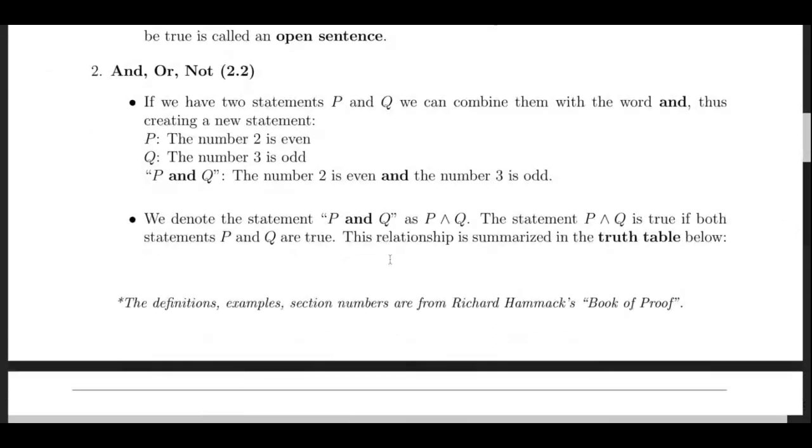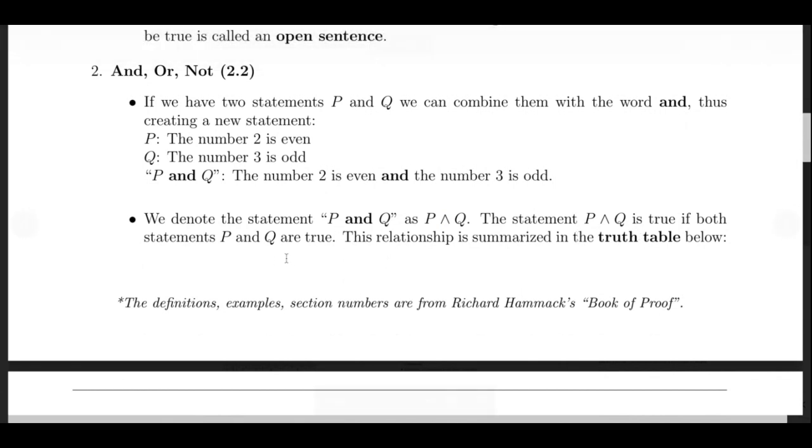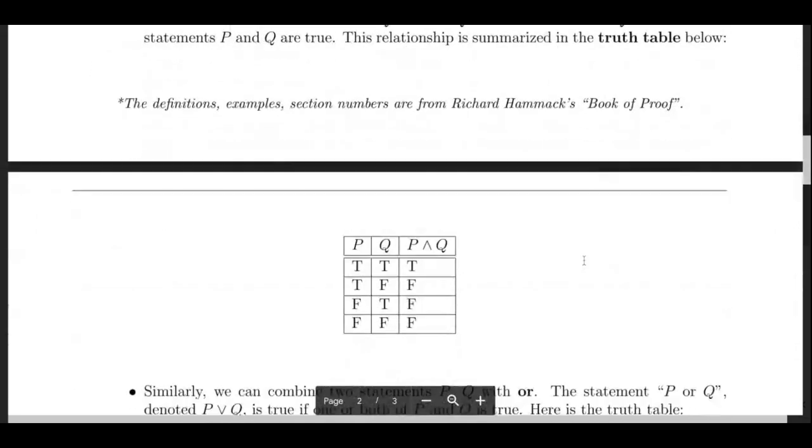And we use a notation like this, like the upward arrow. We use this to represent P and Q. The statement P and Q is true if both statements are true separately. So this relationship, we call it a truth table. In the truth table, okay.